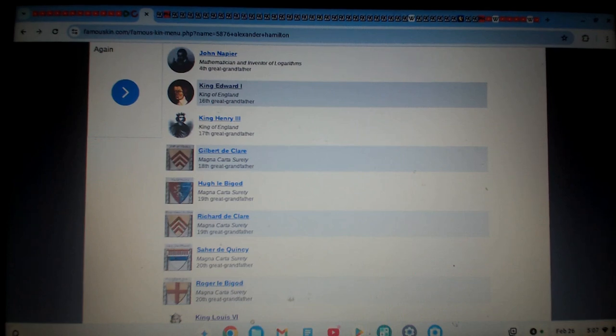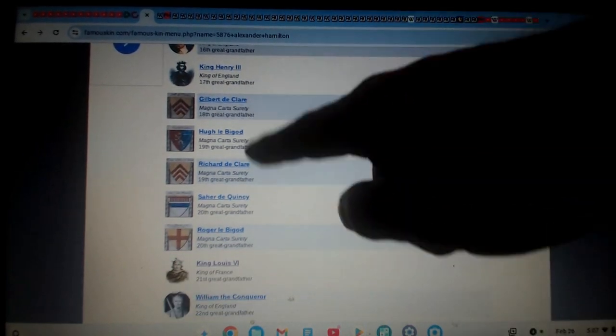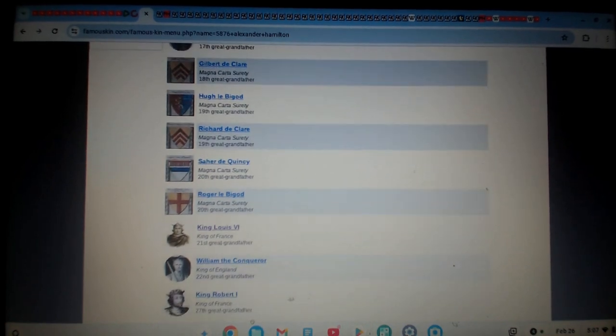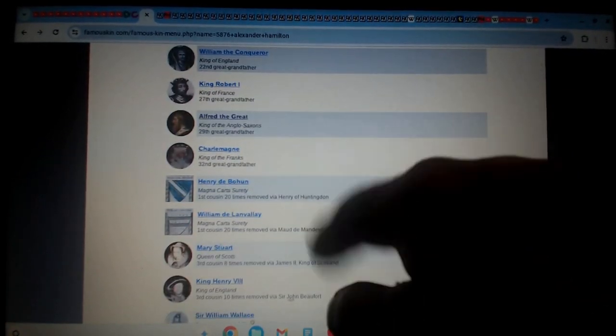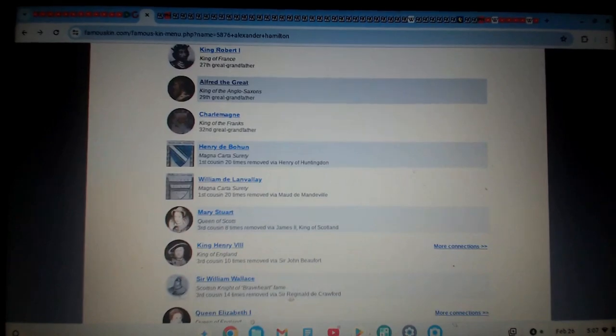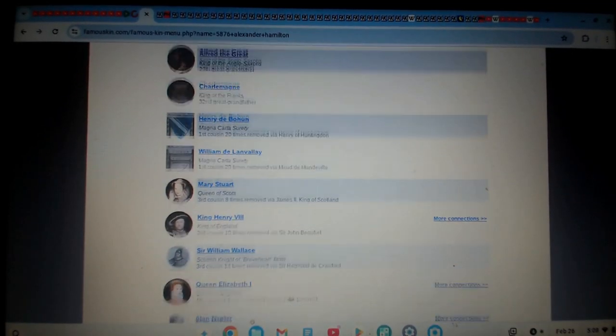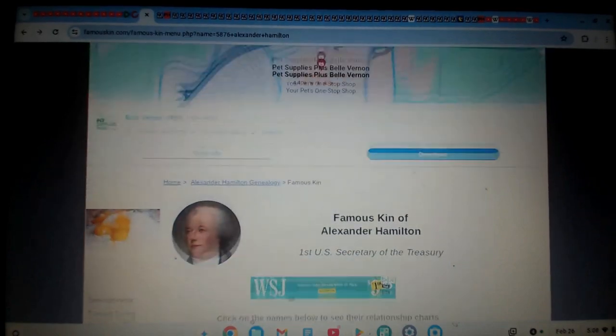And he's got the 12, look at this, he's got the Magna Cartas, what is that, 5, and then the rest of them go into cousins. Same with Mary Stuart, and the same as Aaron Burr. But you can see he's very mega royal, okay?